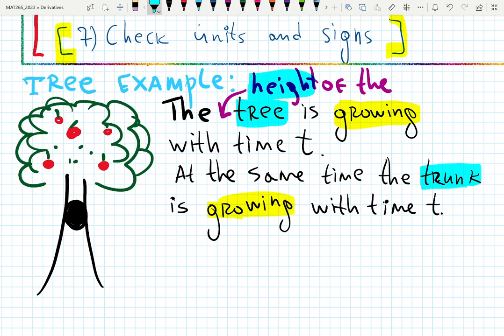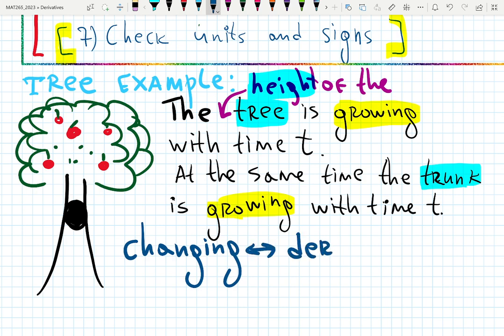So this is how I'm first connecting related rates. Two rates. Height is growing, trunk is growing. When something is growing, it means it's changing. Changing means derivative. Derivative means rate. So we found two rates, and they're related through time. So the chapter is called related rates.